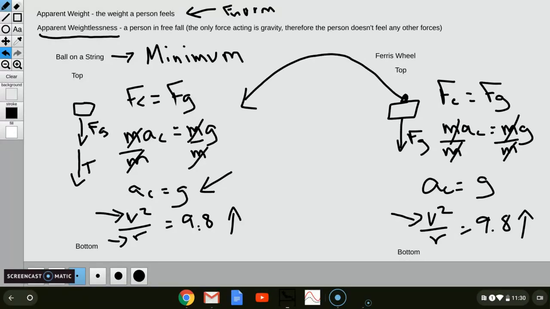This is bad for repeat business. So the Ferris wheel operator, on a very nice Ferris wheel, will take you close to the weightless velocity, but will not actually hit it. Because if he goes a little bit too fast, you go launching, flying off of there. So very important to realize that on a Ferris wheel, this is a maximum. You cannot go faster than this. If you go faster than this, like I said, the object just simply becomes a projectile.